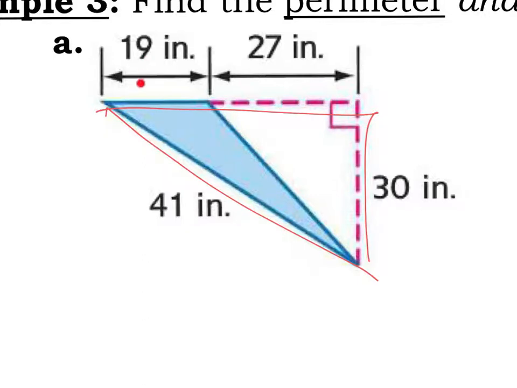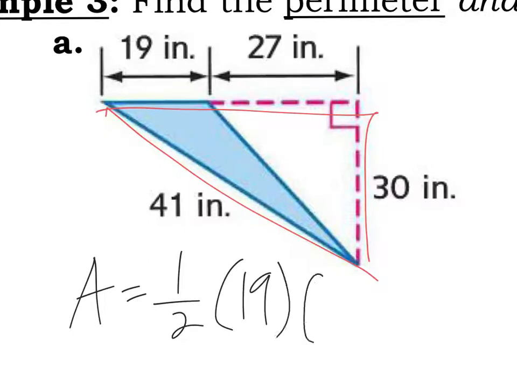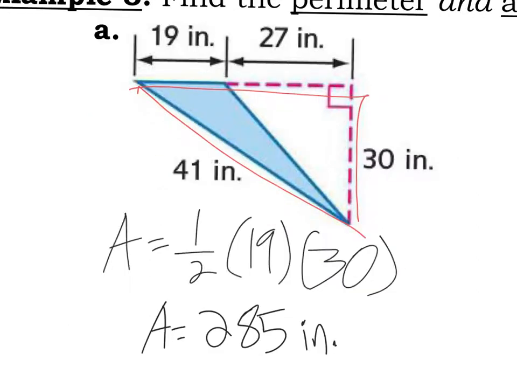And if you use 19 for the height and 30 for the base, it's still the same thing, right? 30 times 19 is the same thing as 19 times 30. Just remember to do the 1/2 times it. I hope I didn't over-explain it, because all you're doing is 1/2 times 19 times 30, and you can find your area. That gives me an area of 285 square inches.